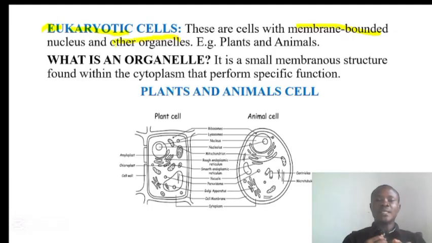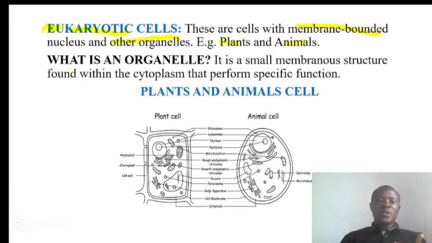The mitochondrion has two membranes. Chloroplast has two membranes. We have some that have just one membrane. Examples are ribosome, lysosome, endoplasmic reticulum, Golgi apparatus. These have just a single membrane surrounding them.